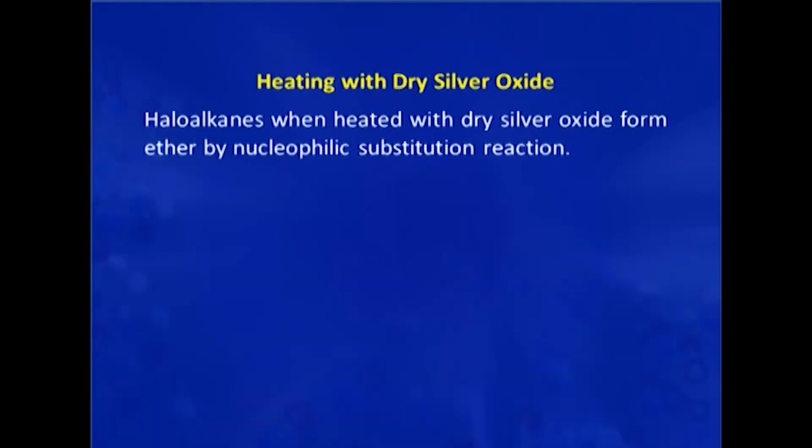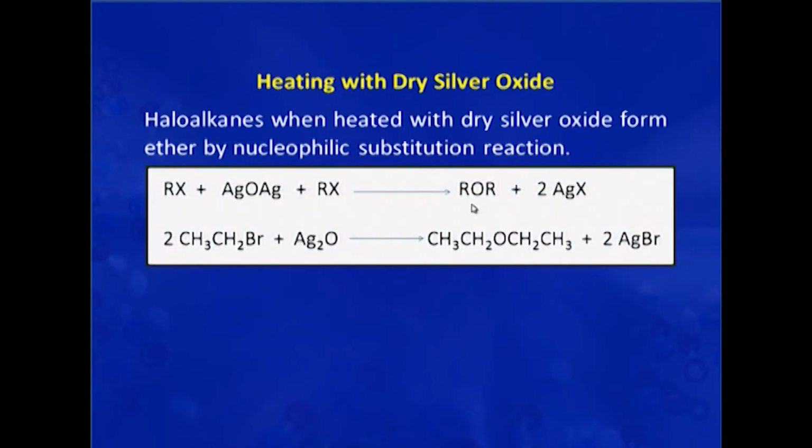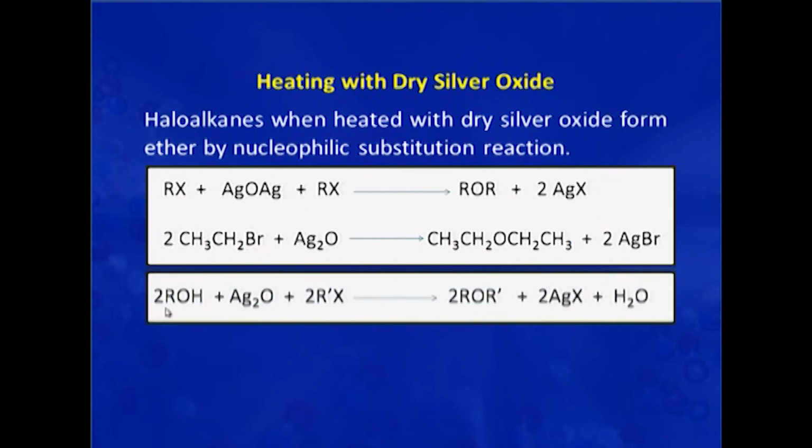Ethers are also prepared in good yield by the reaction of alkyl halide with dry silver oxide. When alkyl halides are heated with dry silver oxide, there is formation of ether in good yield. Unsymmetrical ethers may also be prepared by using two different kinds of alkyl groups in the alcohol and alkyl halide part. Here you can see that one alcohol, silver oxide and alkyl halide have been taken. As a result, we get an unsymmetrical ether.